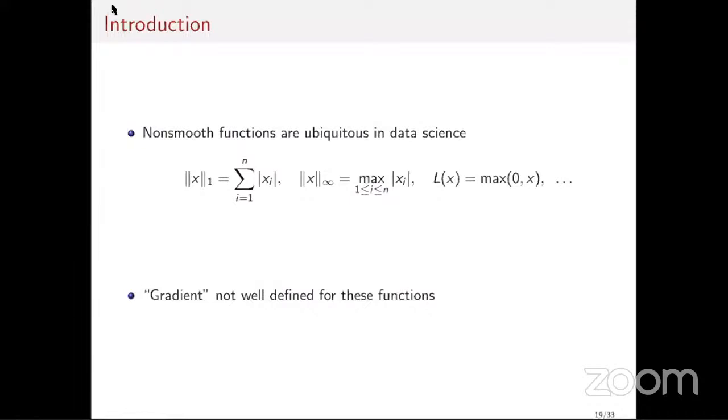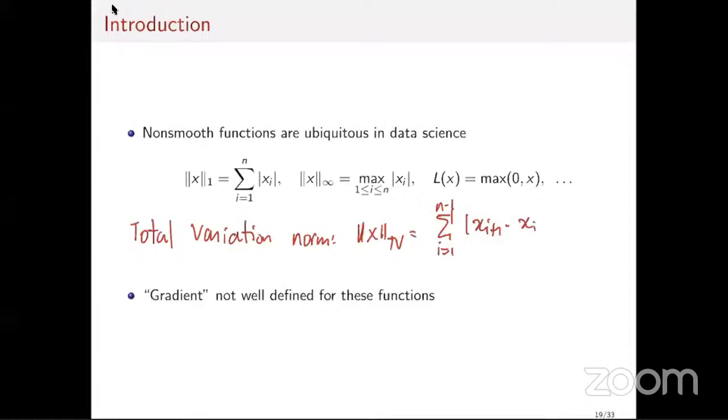Another function that shows up a lot in imaging especially is something called the TV norm, the total variation norm. It is something like the sum from i equal 1 to n minus 1 of the absolute value of xi plus 1 minus xi. It is also defined if x is a two-dimensional image. This is used a lot when you want to recover an image.